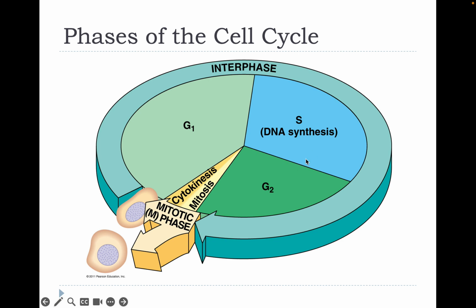There's another checkpoint here. If the cell gets the go-ahead to move on into the second growth phase, it's going to start making extra organelles so that when the cell divides, both daughter cells have all the organelles that they need. But this is all interphase: G1, S, and G2. This is where the cell spends most of its time just being a skin cell or whatever kind of cell it is. If it gets a signal to move into mitosis and divide, that's when this mitotic phase begins.